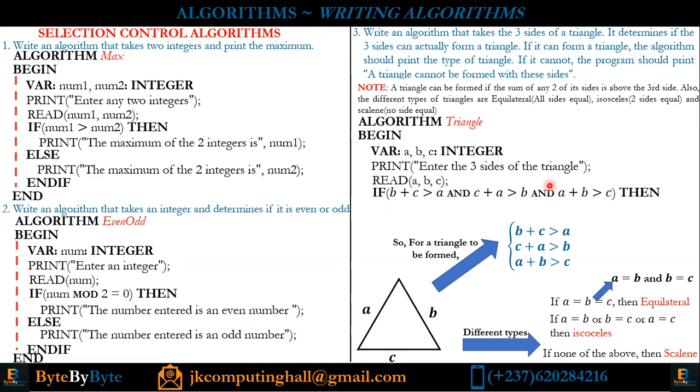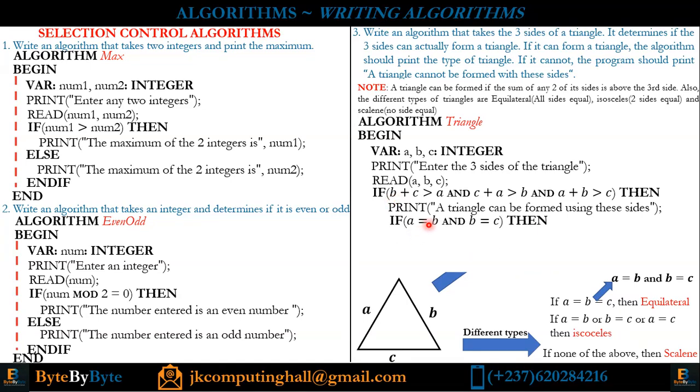I will know that for an AND gate, for us to have true, all this should be true, because if this is true, but this is false, then a triangle cannot be formed. Then what do we have? We simply print a triangle can be formed using this side. In the question they said, if it can form a triangle, the algorithm should print the type. So still inside this if, what do I have?